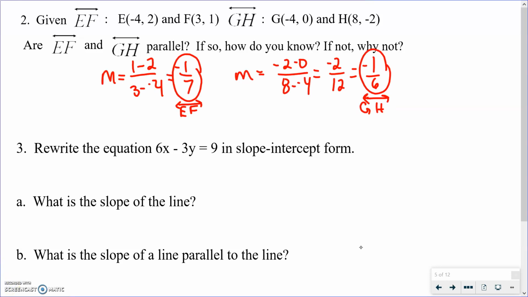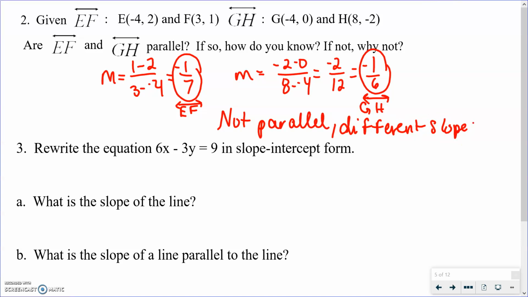Okay, so using the slope formula, hopefully you figured out that the slope of EF is -1/7 and the slope of GH is -1/6. So although they're real close, they are not parallel, because they have different slopes. Okay, so if they don't have the same slope, they are not parallel. Period. End of story. All right.